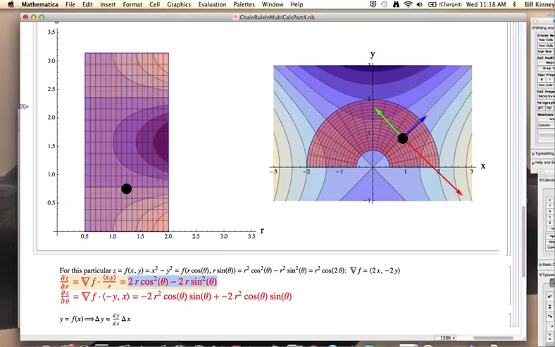Same kind of thing if I change theta a little bit. I'd use this formula, plugging in the point that I'm starting at, in this case the polar coordinates of that point, r comma theta, into this, get a number, and multiply that number by the change in theta to approximate the change in z.